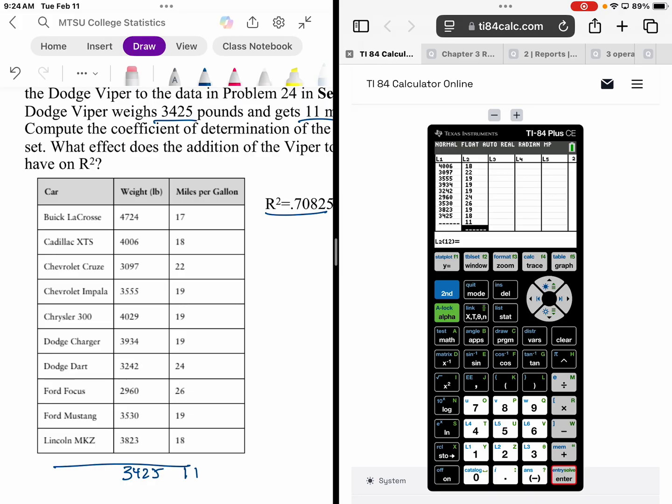I don't have the same things in my columns. All right, let's see where I have my happy fingers. Somewhere I got my fingers off track. All right, let's start left column. 4724, 4006, 3097, 3555, 402. I forgot the 4029. 4029, 3934, 3242, 2960, 3530, 3823, and 3425. All right, oops. I made a boo-boo on that one. What is 3823? 3823.